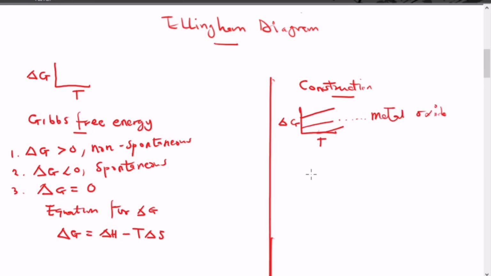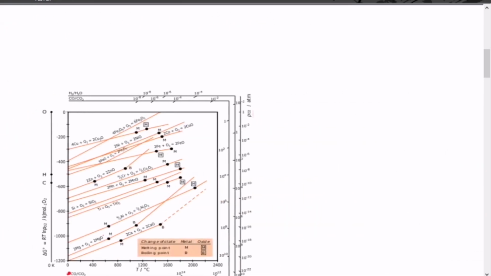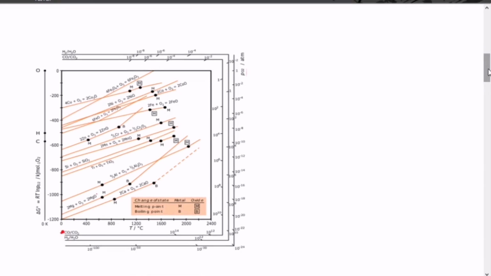Now, what does the Ellingham diagram show us? The Ellingham diagram shows us metals reacting to form oxides, sulfides, and chlorides. So we will see on the Ellingham diagram that there are metals reacting to form metal oxides. Also, we have sulfides and chlorides. But mainly, the Ellingham diagram was designed for metal oxides. Now let's look at a sample of the Ellingham diagram. But this does not contain all the metal oxides here. So we have some part of it here.